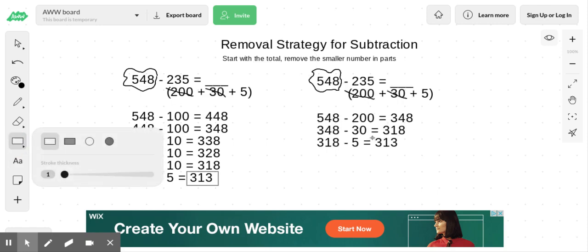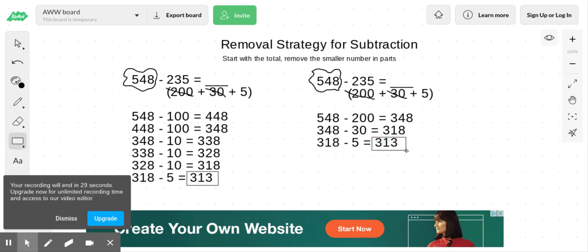So you'll notice that the second way we solved this problem was faster, but if you're still getting used to removing your hundreds together and removing your tens together like that, if that's a little bit tricky for you, you should keep working with the first strategy, which was how we removed the hundreds separately, the tens separately, and the ones separately. All right, now it's your turn to try the removal strategy on your subtraction problems today.